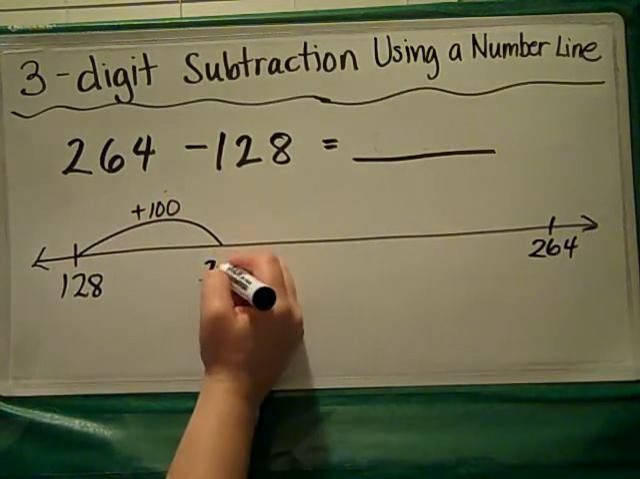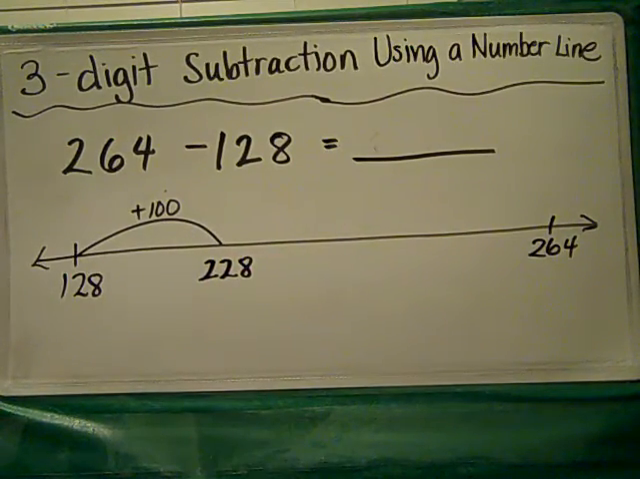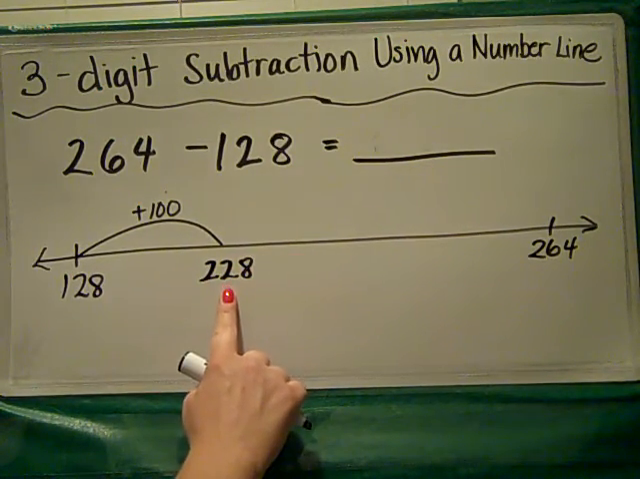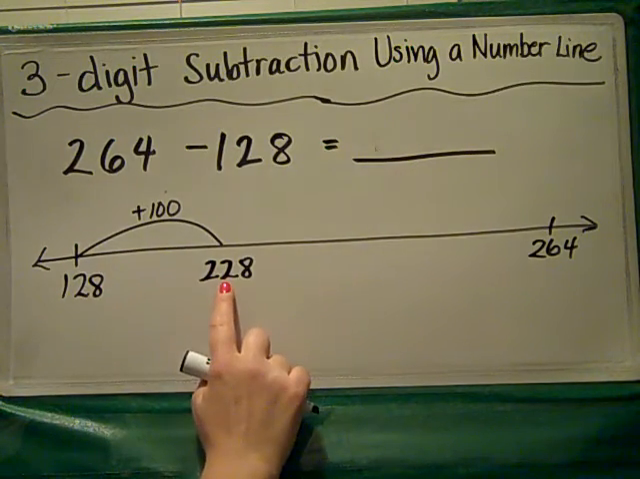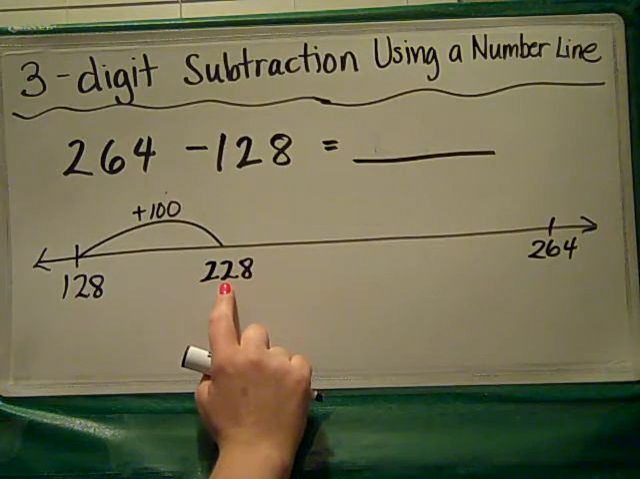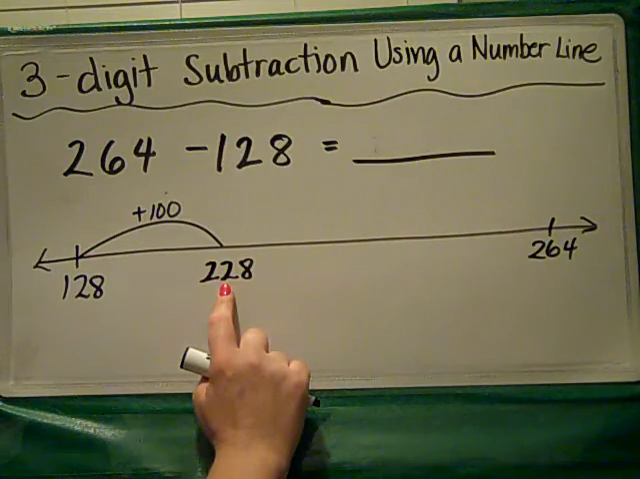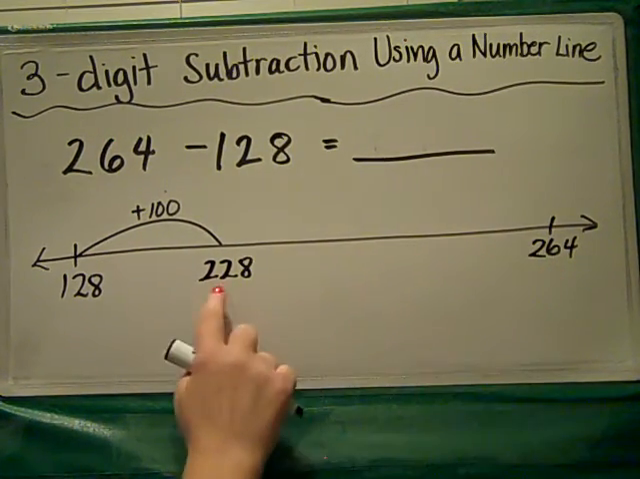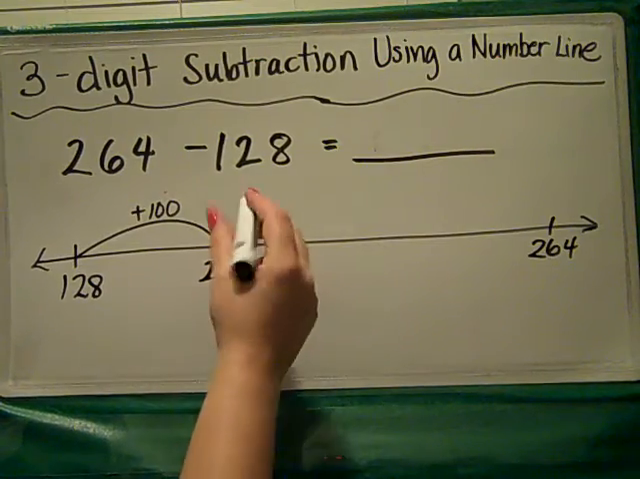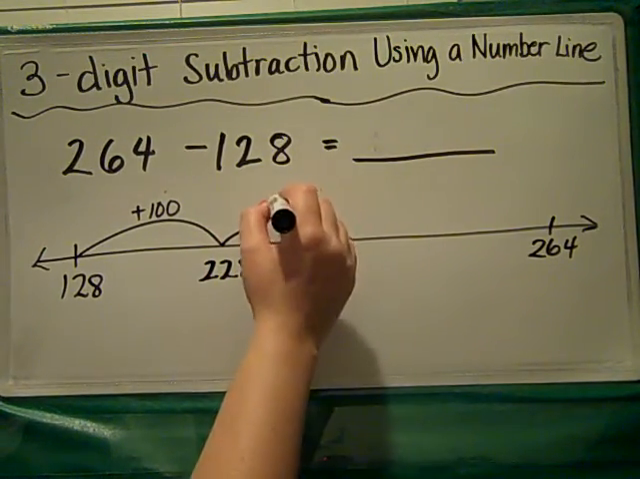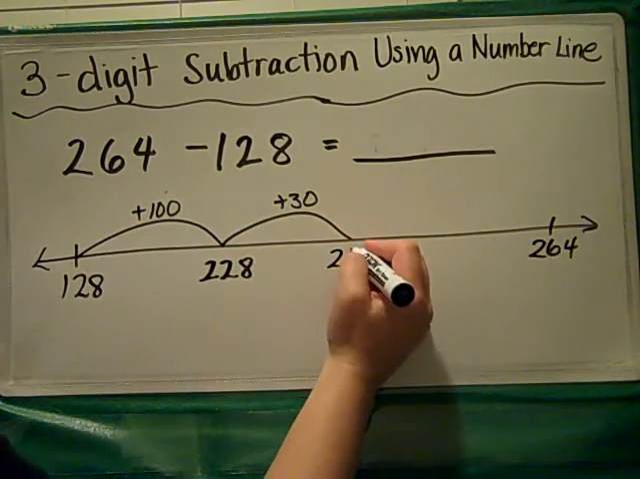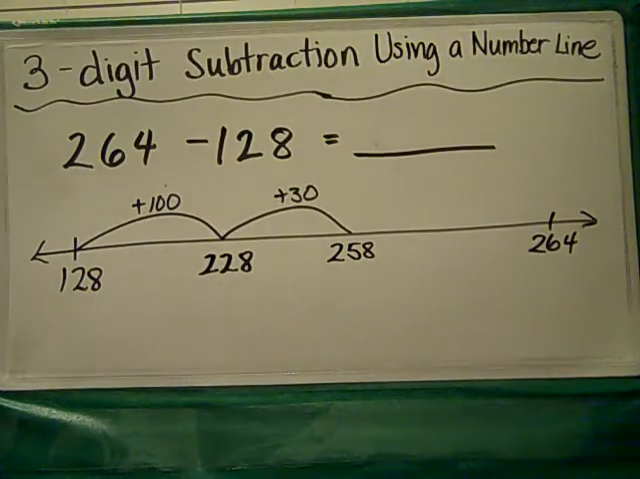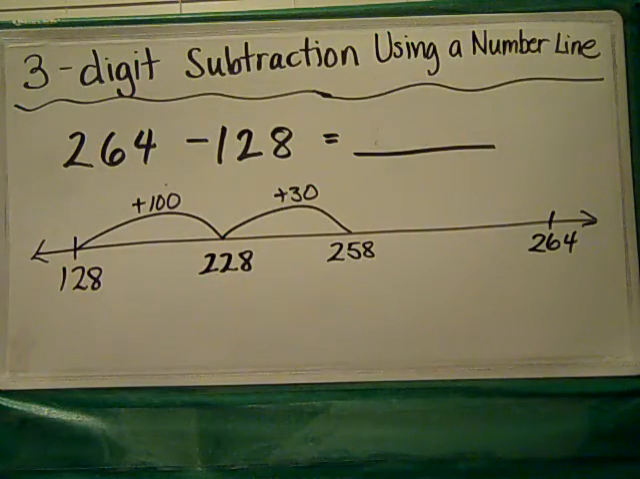And since I'm adding 100, now I'm at 228. So at 228, I need to get somewhere to 264. I know that if I hop 40, that would get me to 268, and that's going to be too much. So I'm going to just hop 30. And if I add 30 to my 228, that will give me 258. I'm getting closer to 264.